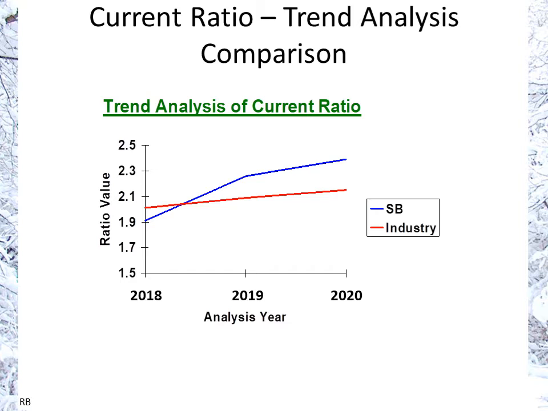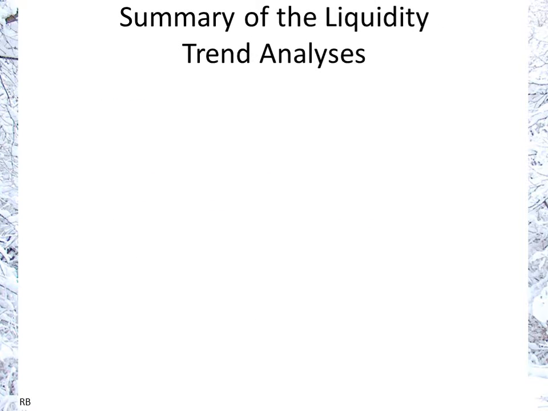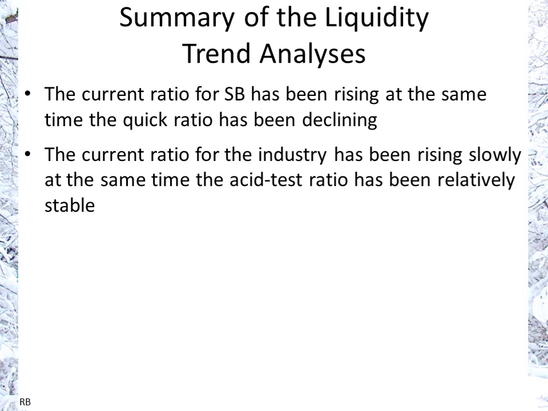This shows the trend as a graph, and you can see how it has significantly increased with the current ratio. And here you see how it has changed with the quick or asset test ratio. So the current ratio has been rising, the quick ratio has been declining.